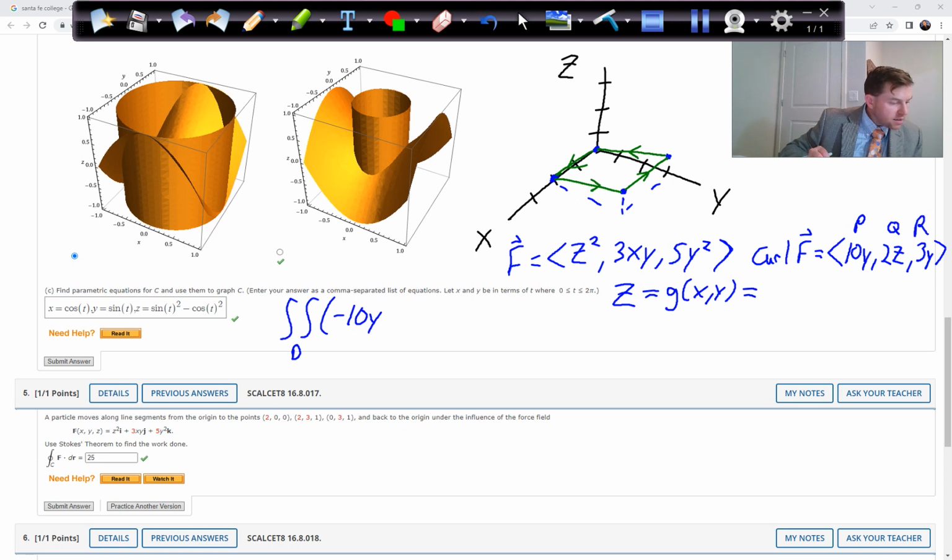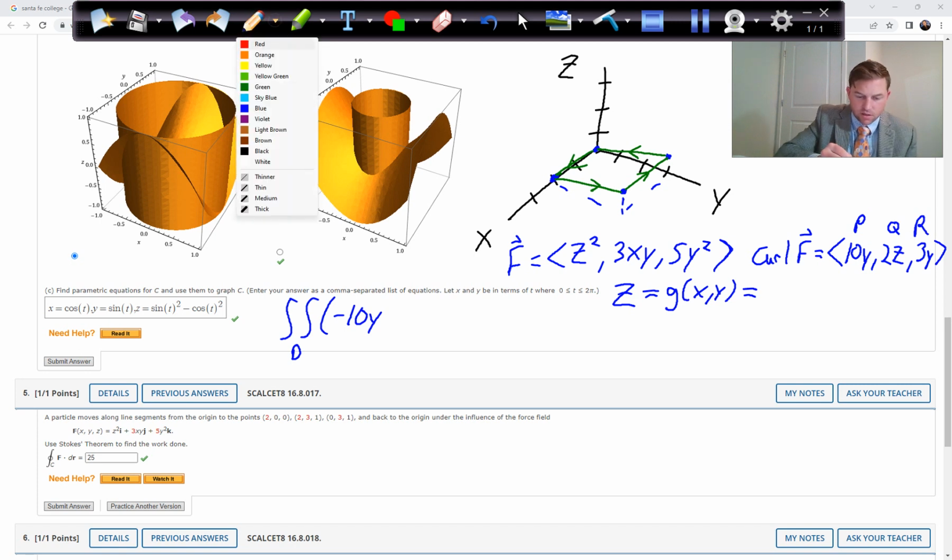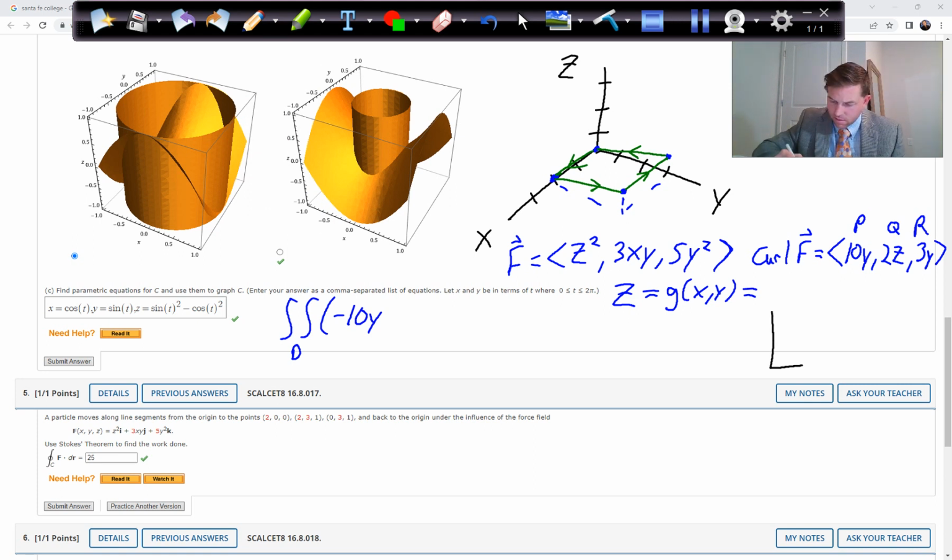So z, if you look at what z is equal to, yes, so if you look at the zy plane, so imagine x is 0. Let me actually draw this over here. This is y, this is z.